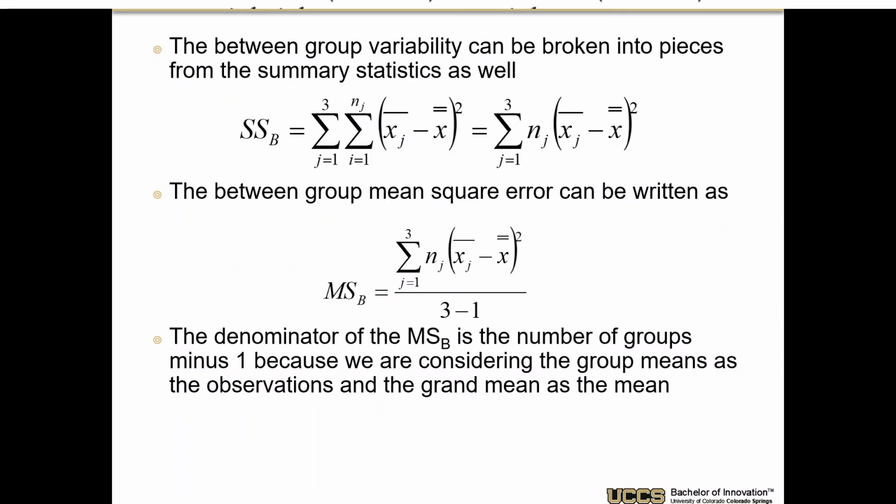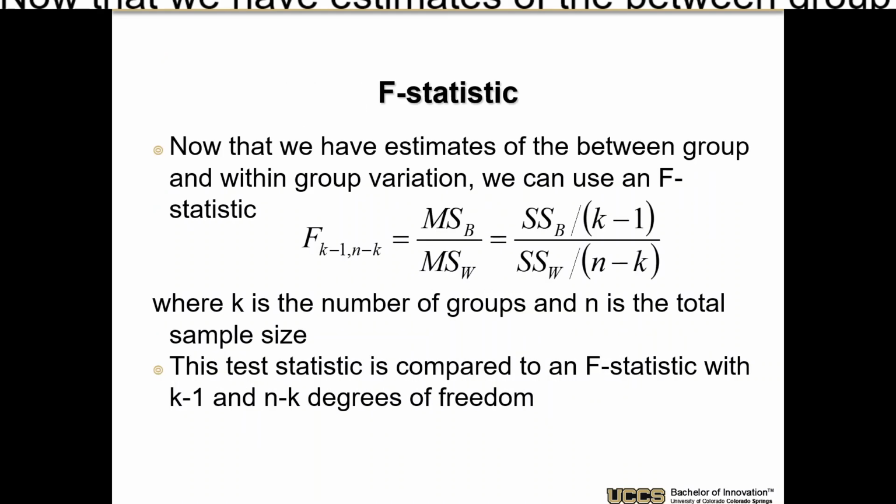So I can play a similar game for the between group variability. I can break it down into pieces, and then I can write down its between group sum of squares. I'm not going to go through all the derivations, because you should never do these by hand. You should use a package that will do this.